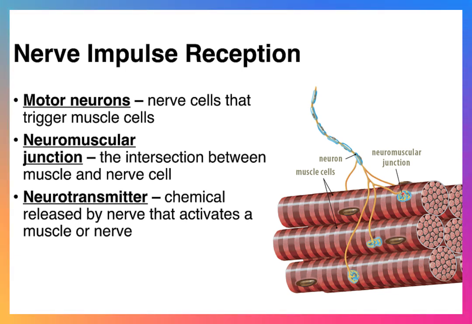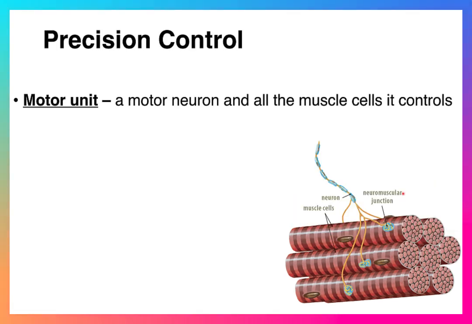This is a chemical that the nerve releases, and when it does that, it activates the muscle, and in some cases, the nerve itself. As I said, multiple muscle cells are innervated by a single motor neuron, and that is called a motor unit. And this is how the body controls the contraction, the strength, and the duration or the amount of contraction.